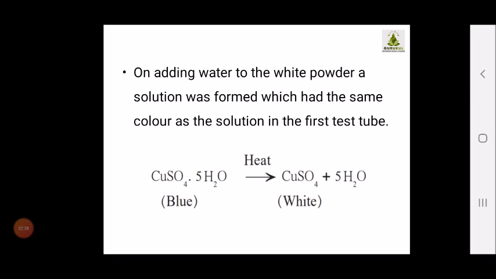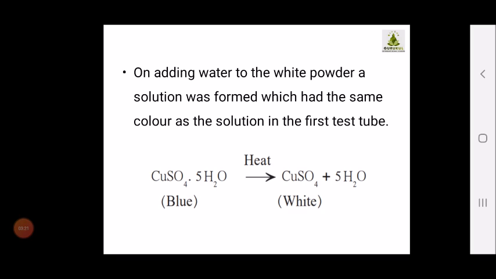Now what happens when we add water to the white powder which was formed? The color of the solution changes again. On adding water to the white powder, a solution was formed which had the same color as the solution of the first test tube. So what is the chemical reaction? How are we going to write this? We are going to write CuSO4.5H2O on heating gives CuSO4 plus 5H2O, which is separated.